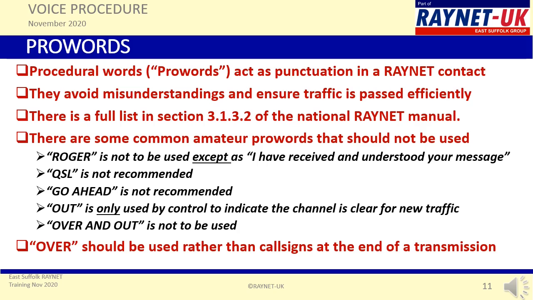Out is only used by the control station to indicate that the channel is clear for new traffic in Raynet procedure. Some user services, all stations use it to indicate that they do not intend to transmit again. Over and out is not to be used. Over should be used rather than a second exchange of call signs at the end of a transmission.